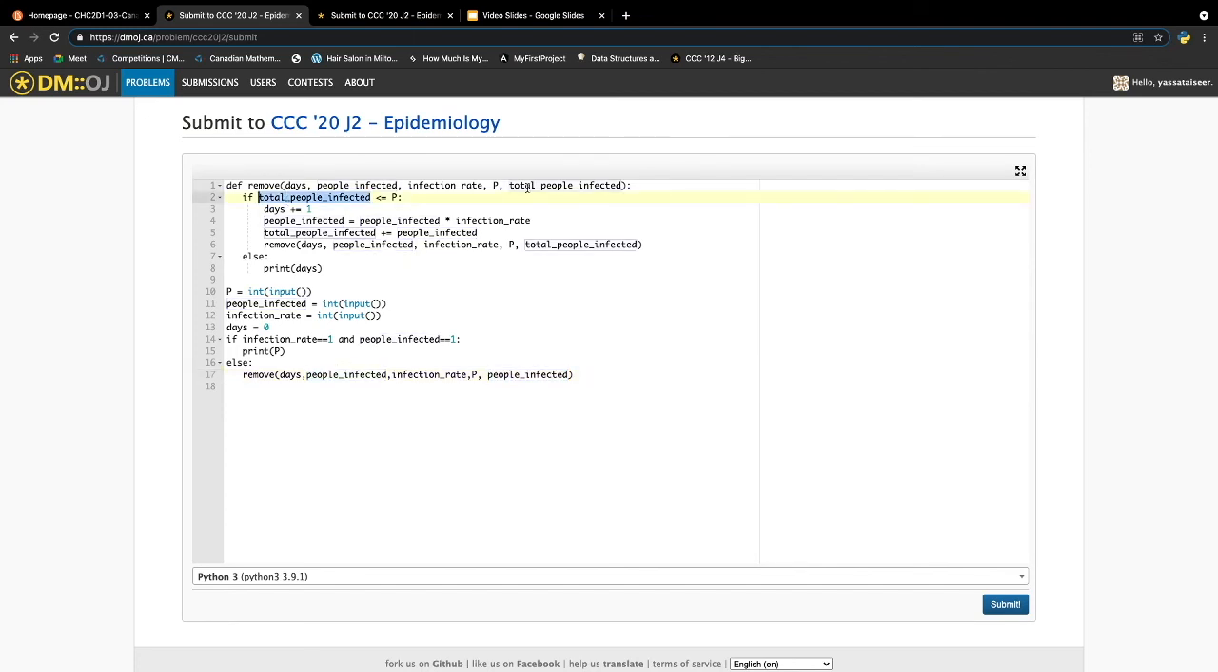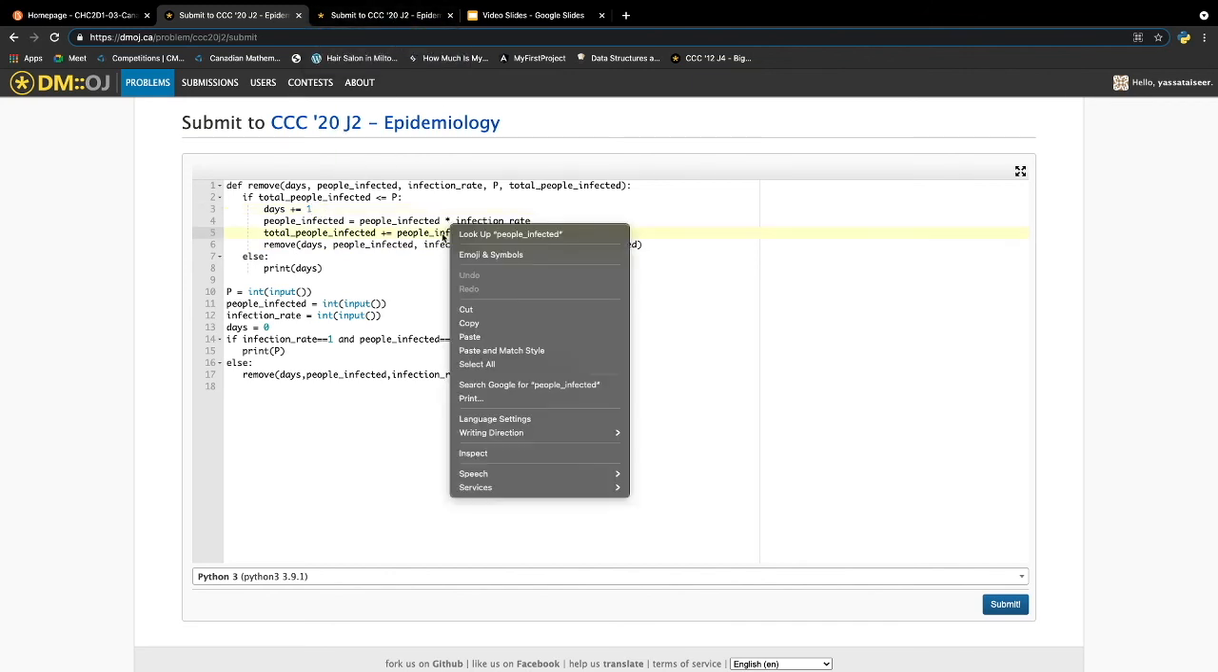Then, it's going to check if the total number of people infected is greater than the record. If it is, then just print out days and we've gotten our solution. If not, we need to increment days by 1, multiply the number of people by the infection rate, and then add those people infected to the total number of people infected. Then we will run this function again over here. And now we've got a recursion that runs constantly, and eventually a solution will be found.